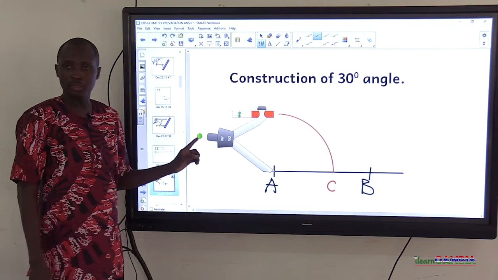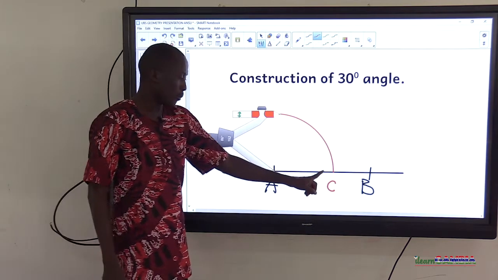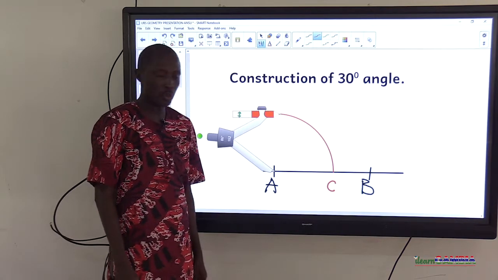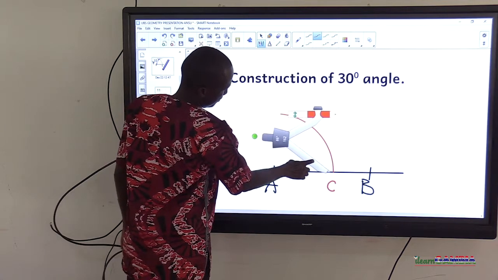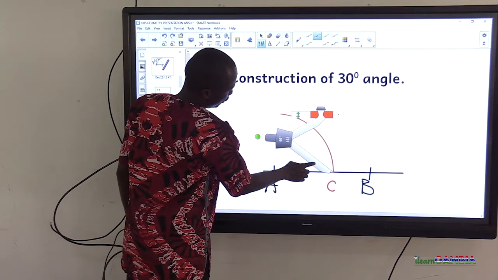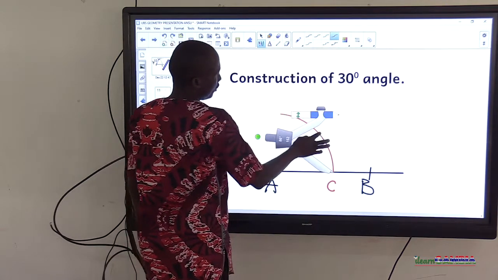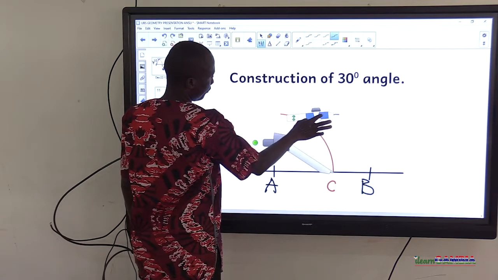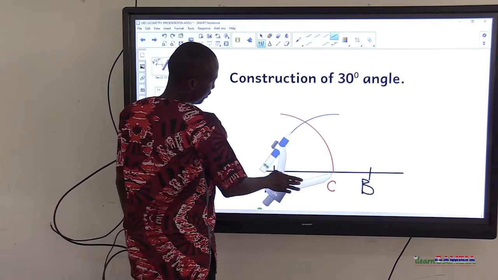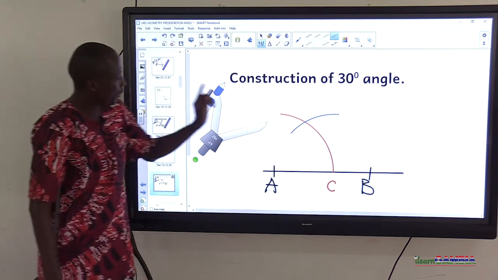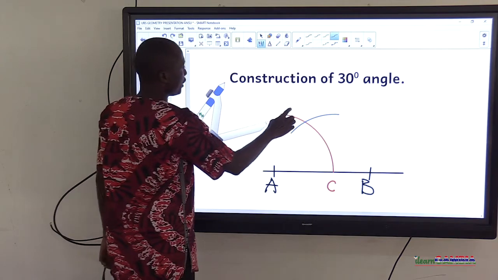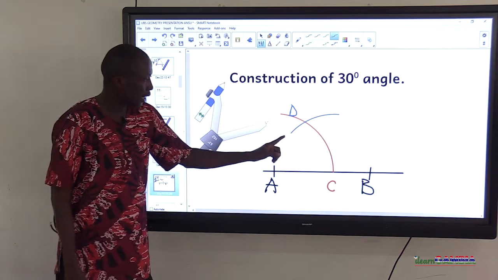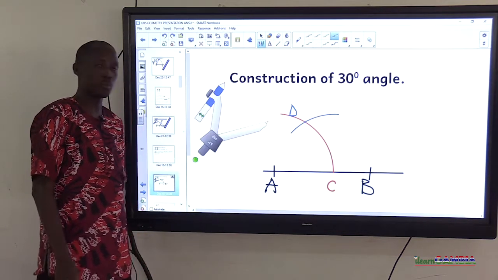Now with the same radius, we put the compass point at C and draw another arc to intersect with the first one. The compass point is at C. With the same radius, I'm going to draw another arc to intersect with the first one. I have drawn another one. That point of intersection, we can call it point D. The point of intersection of the first arc and the second arc will be referred to as point D.